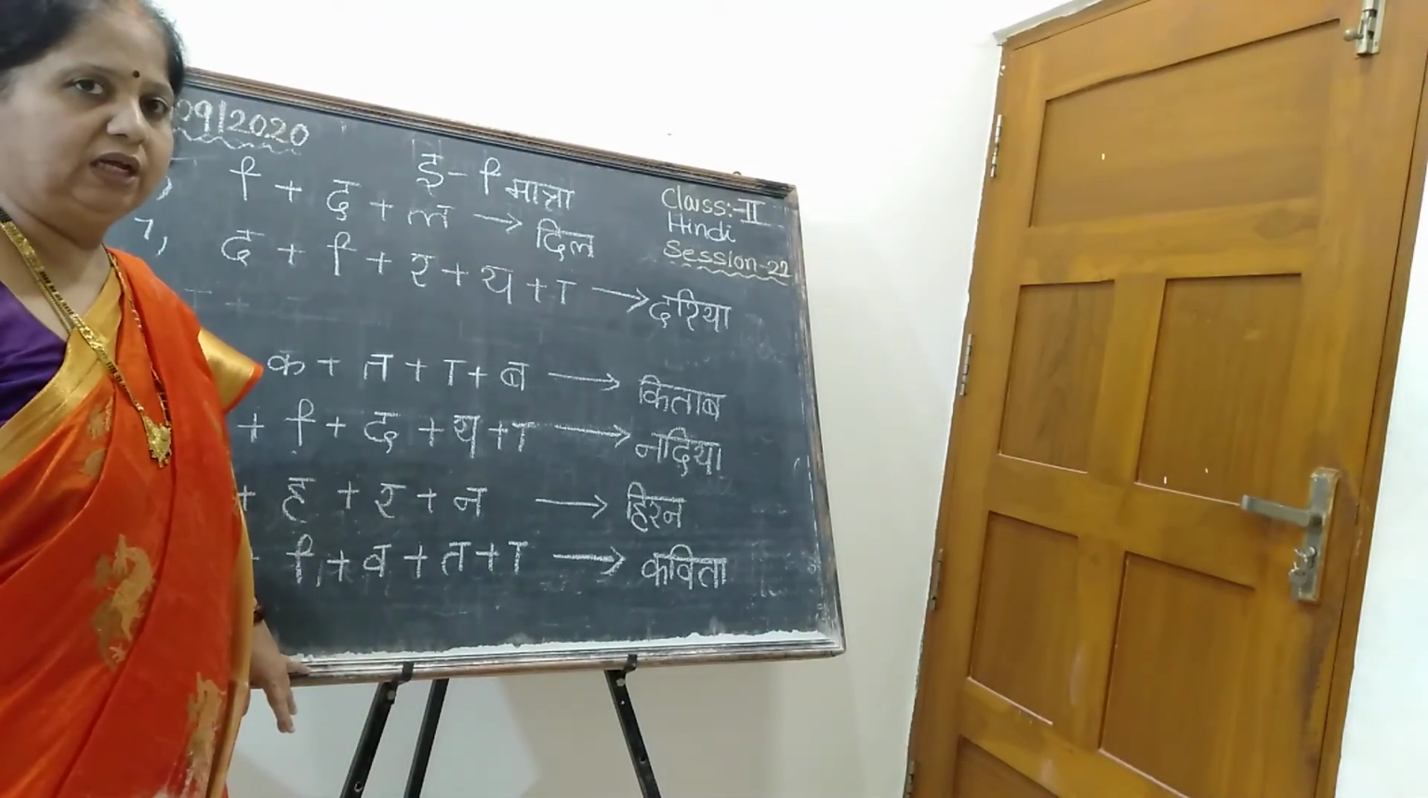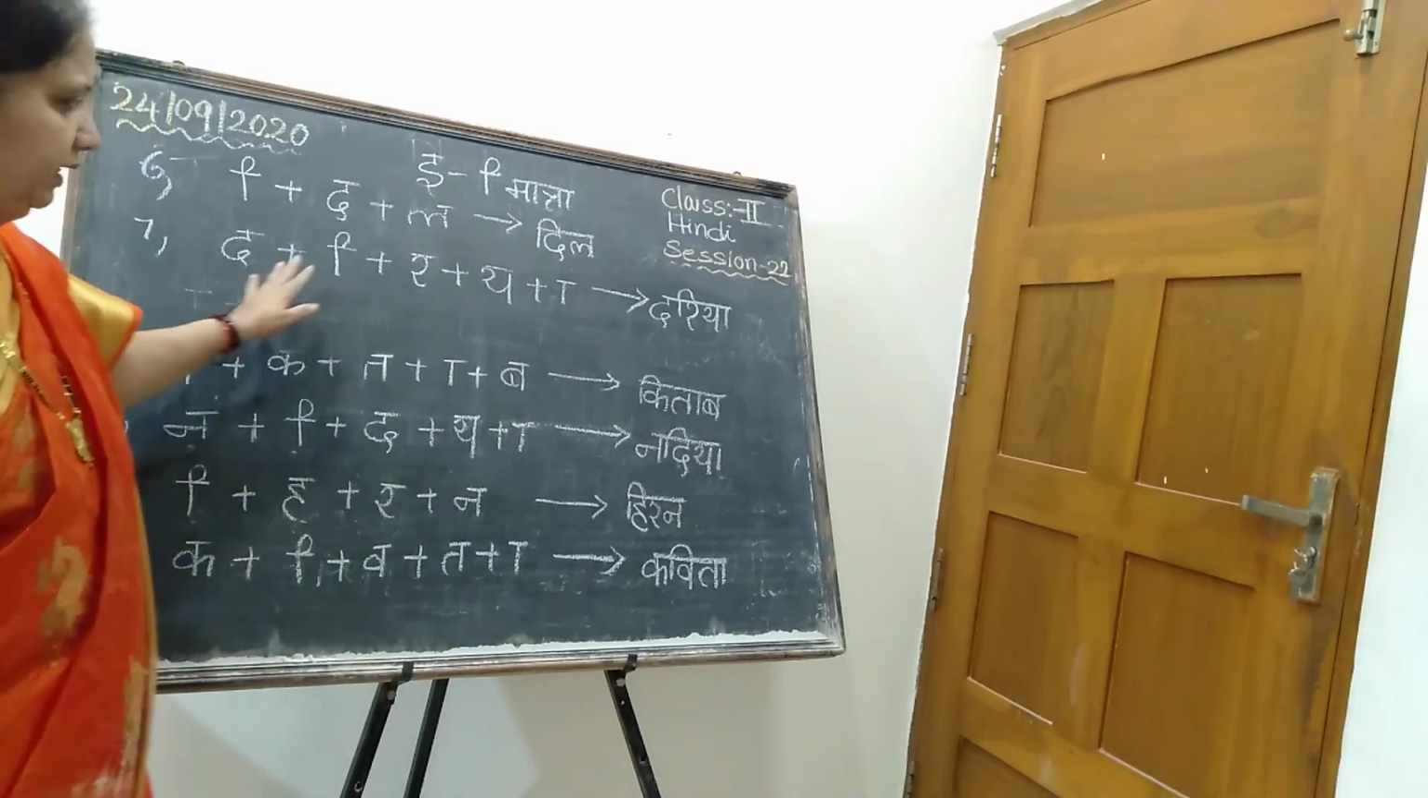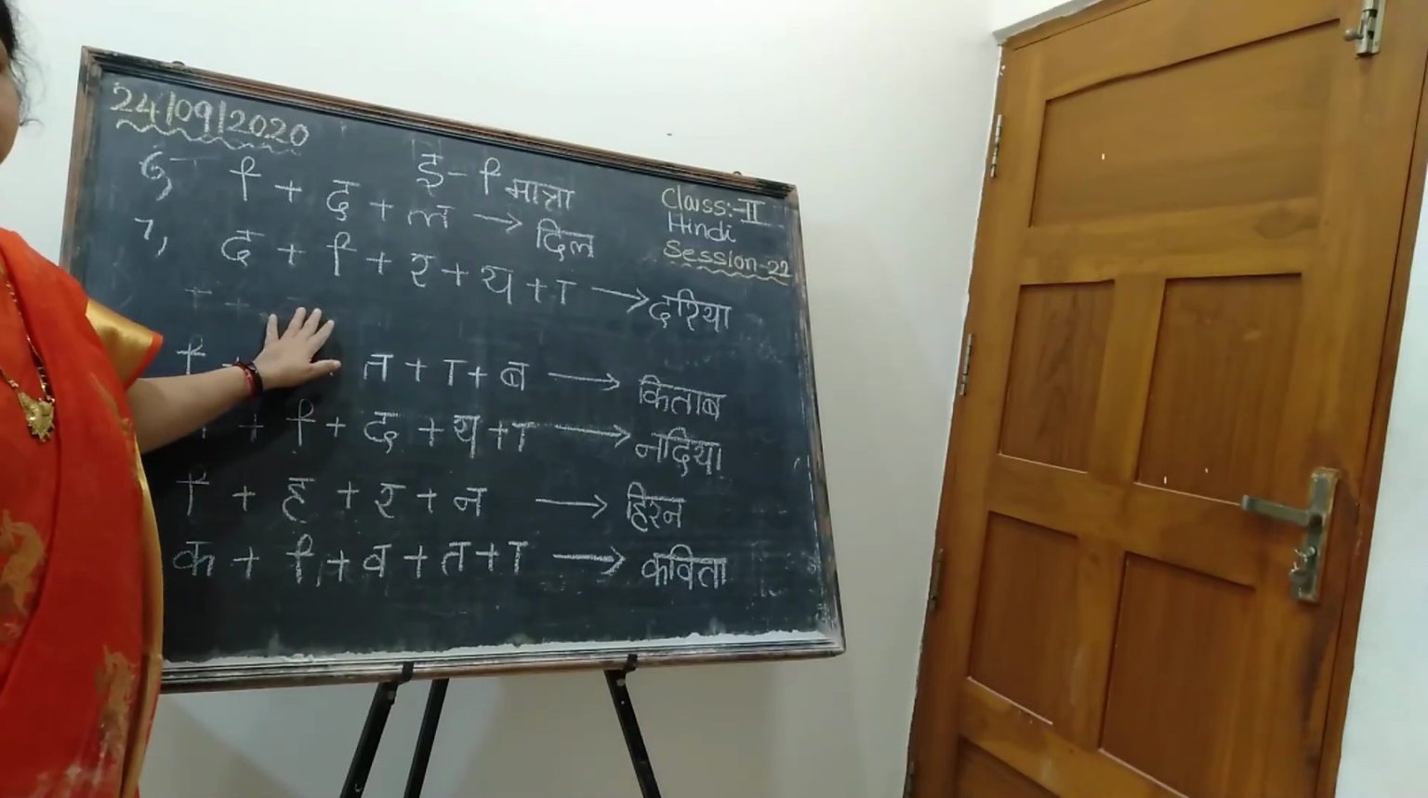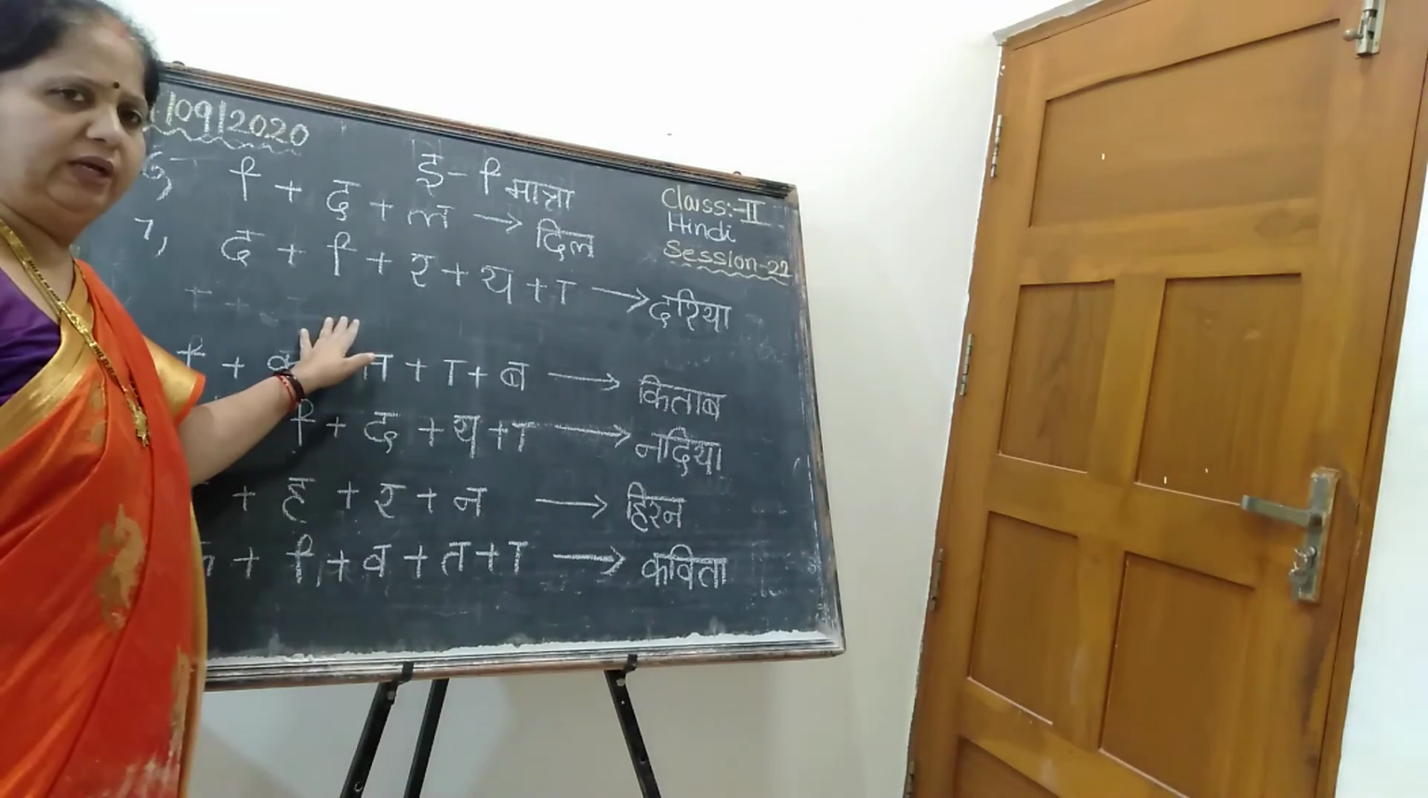दरिया. Is it clear now? So we had completed how many words? 7 words. Okay, this is enough for you for today class.